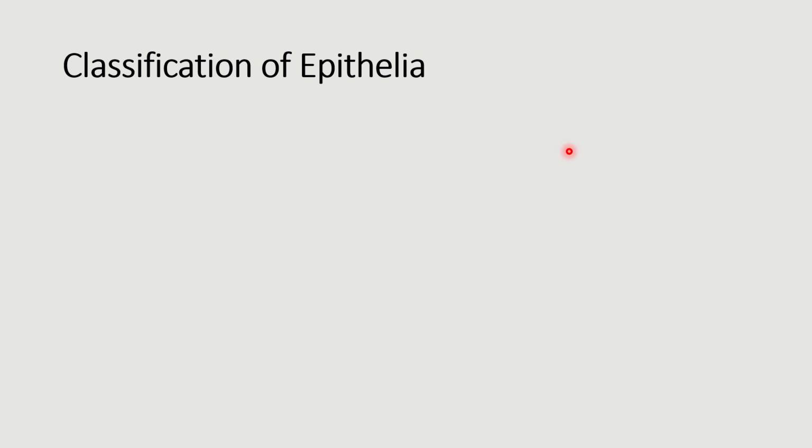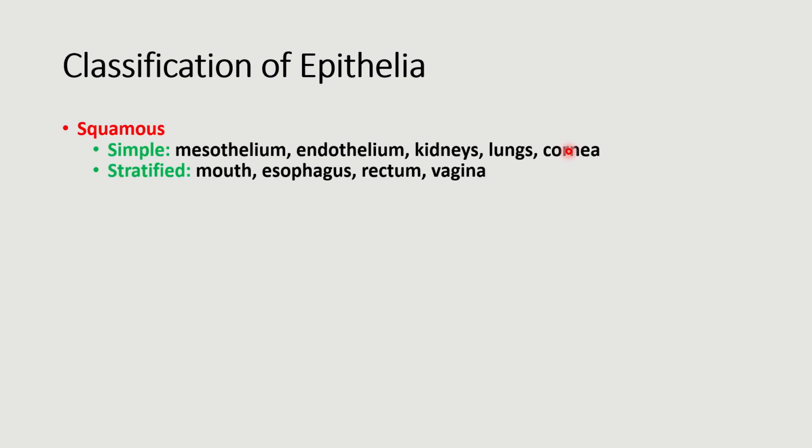So first thing to know is the classification of epithelial tissue. One is, as you guys know, the squamous. There are two types: simple, which means one layer, flat. The locations: mesothelium, which is the body cavities; endothelium, which is the blood vessels; kidneys, lungs, and cornea. Stratified, which is multiple layers: mouth, esophagus, rectum, and vagina. In any area where there's a lot of physical friction, you can see stratified squamous.